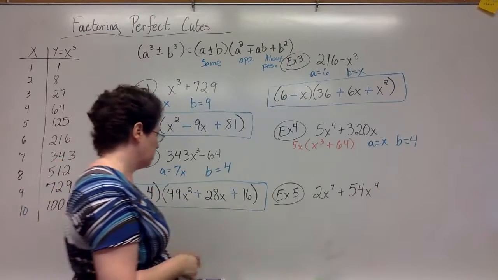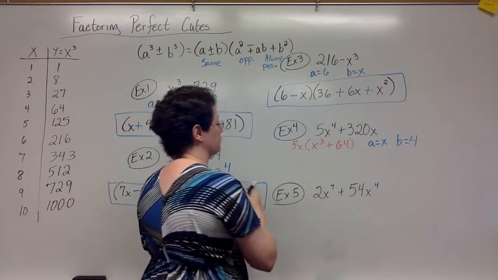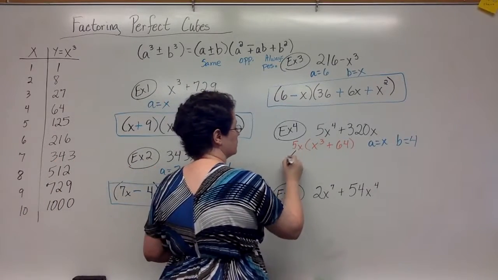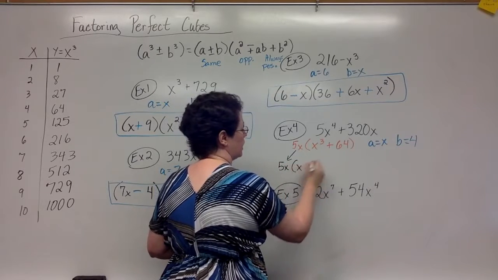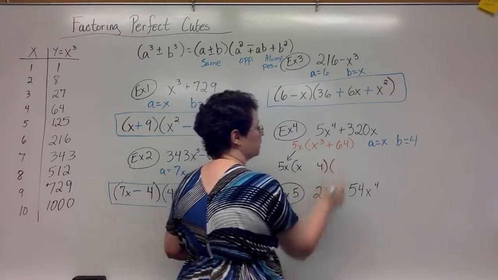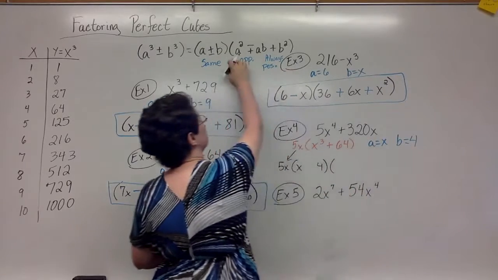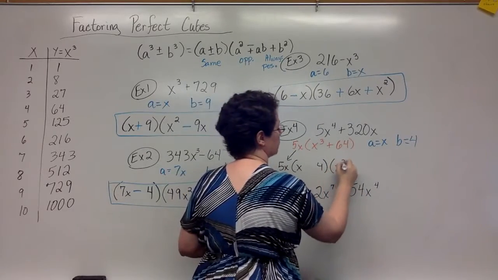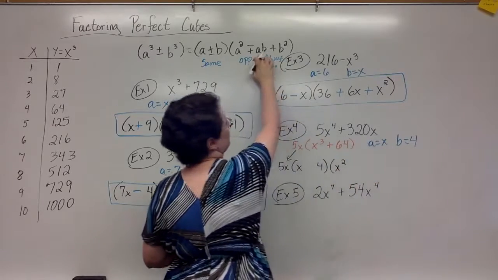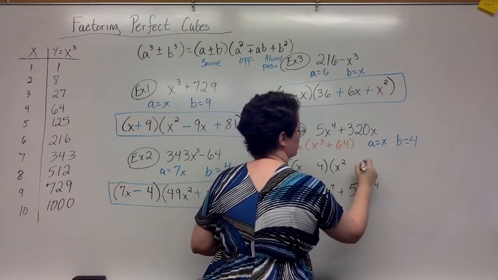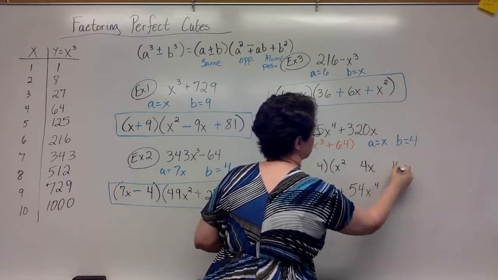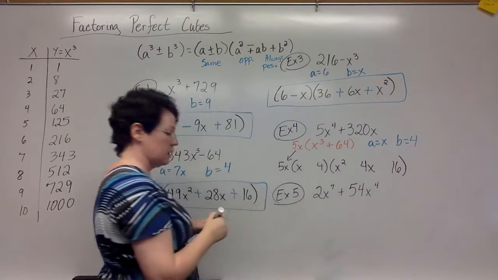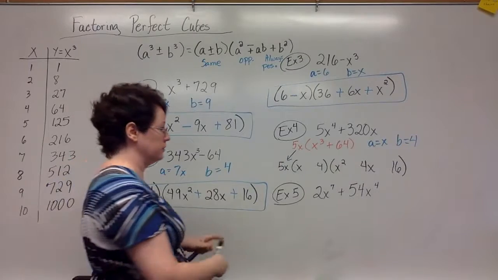So now we're going to write our problem out. That 5x just comes down. It's not a big deal. He just comes down, sits out front. Okay, so I have an x and I have a 4. Then I have a squared, so I'm going to have x squared. I have a times b, 4x. B squared, 16. Okay, now let's put the signs in there and make sure we got it.